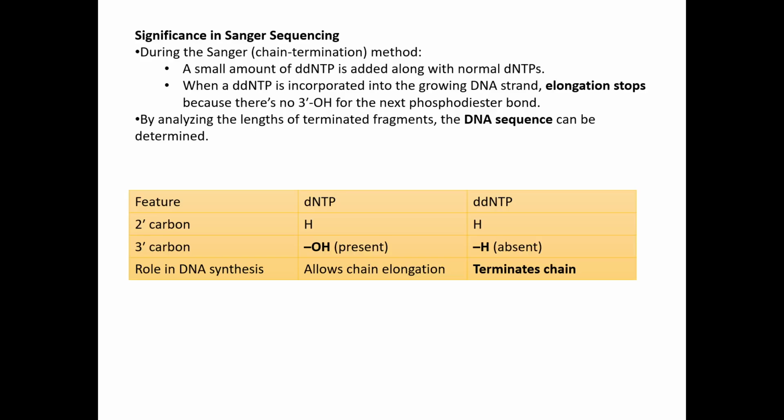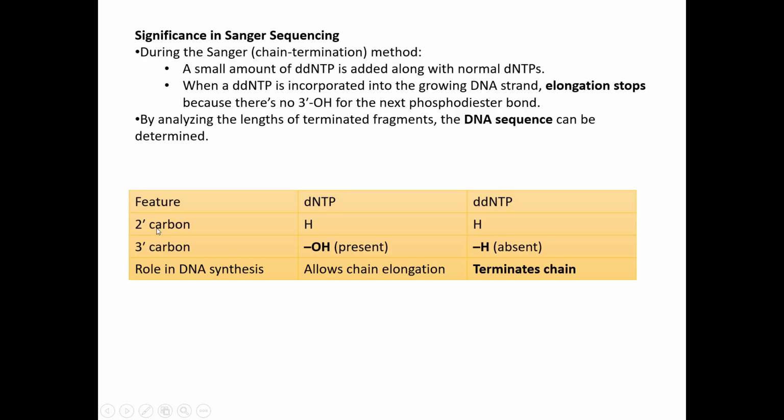So the significance of this in Sanger sequencing. During Sanger's chain termination method, since he used ddNTPs, which terminate the growing chain of DNA during synthesis, it is also called the chain termination method. So a small amount of ddNTP is added along with normal dNTPs. When ddNTP is incorporated into the growing DNA strand, elongation stops. That is, the chain terminates because there is no 3' OH for the phosphodiester bond. By analyzing the lengths of the terminated fragments, the DNA sequence can then be determined.